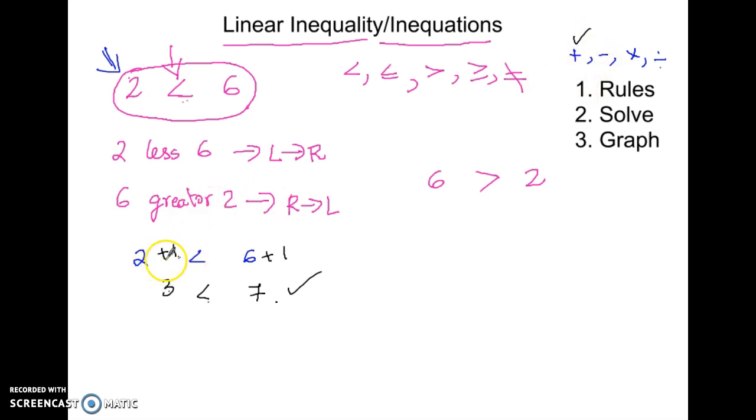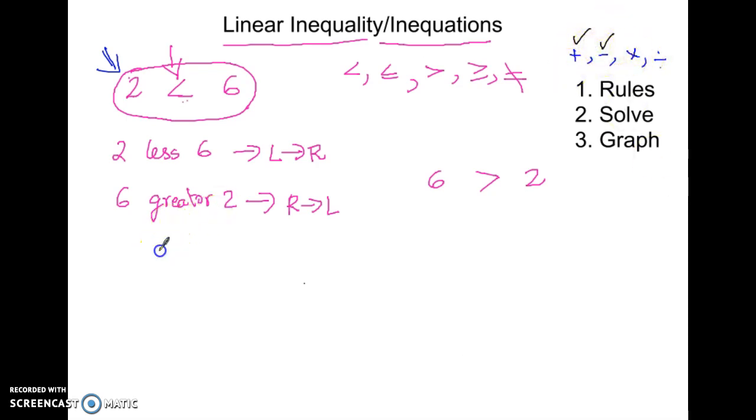What if you subtracted 1 on both sides of that inequality? So you have 2 less than 6. If you took away 1 from both sides, 2 minus 1 is just 1. 6 minus 1 is 5. And this inequality is still true. 1 is still less than 5. So subtraction also did not change the inequality. Addition and subtraction does not change the inequality. Now, what happens when you multiply or divide?